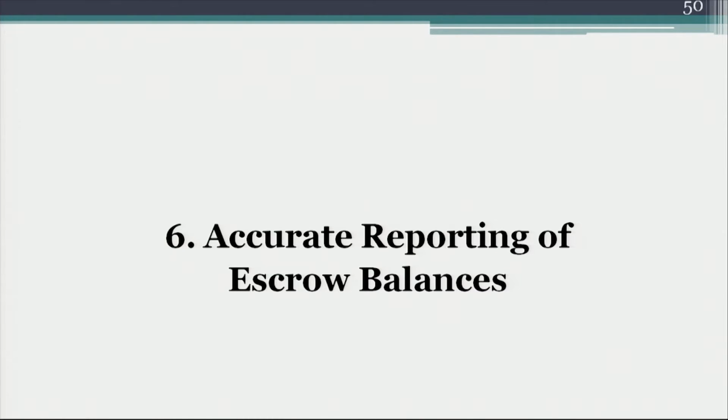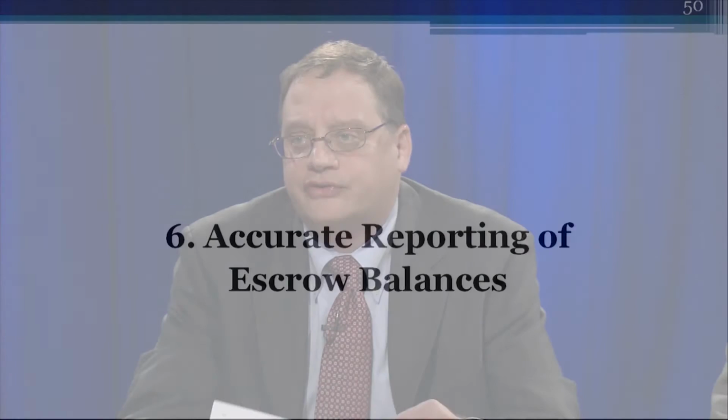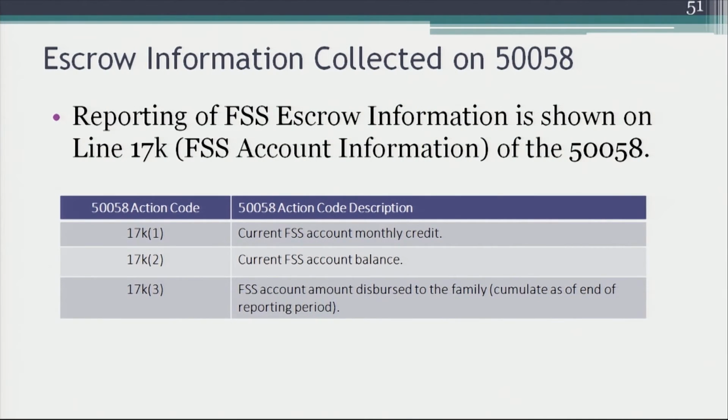The next section that we're going to discuss is the accurate reporting of escrow balances. And so in PIC, in the 50058 submission, there's three action codes, 17K1, 17K2, and 17K3, that ask PHAs to report information on escrow.